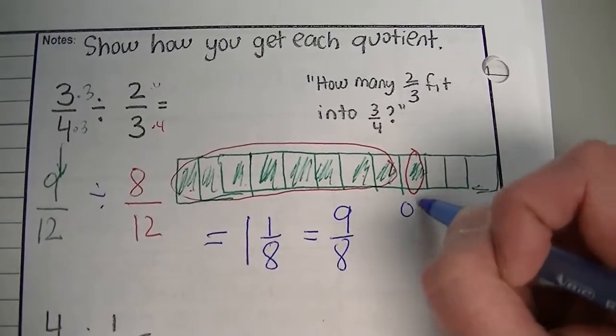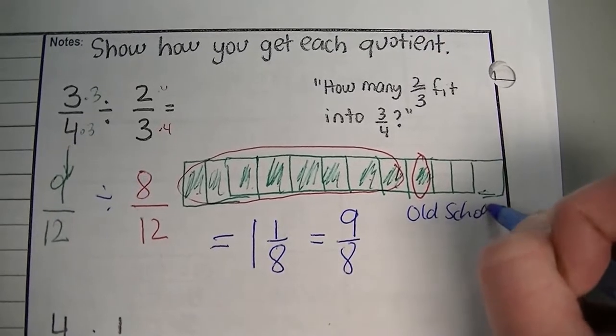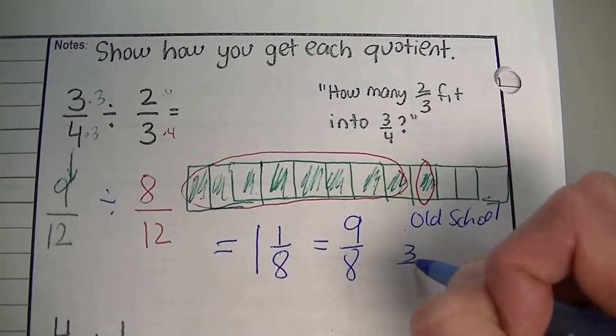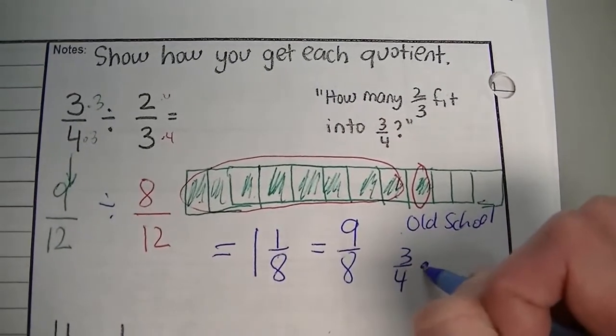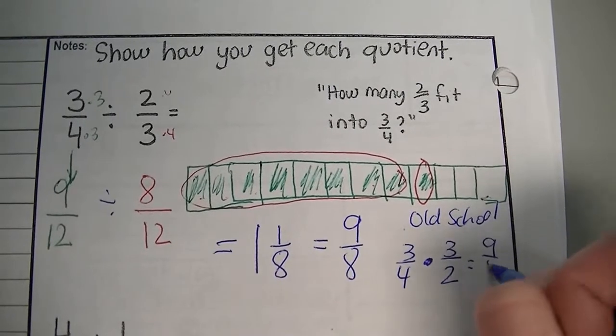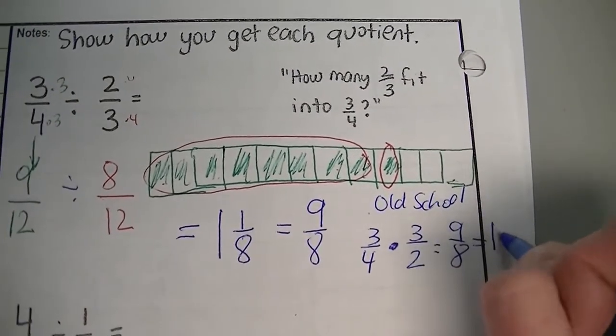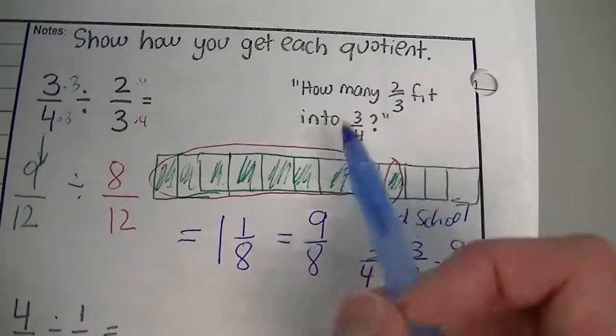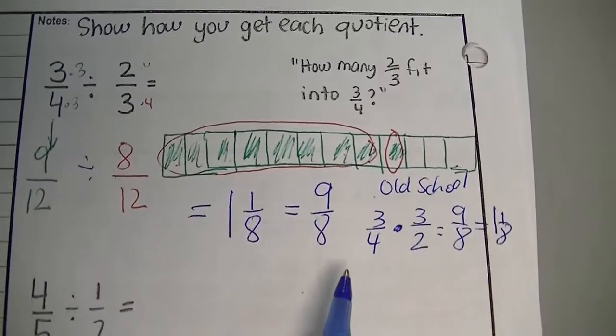So now the old school way: keep it, change it, flip it. So 9/8, which is also equal to 1 and 1/8. I think earlier I said that was a 12th. I'm sorry, that would be 1/8. So 1 and 1/8.